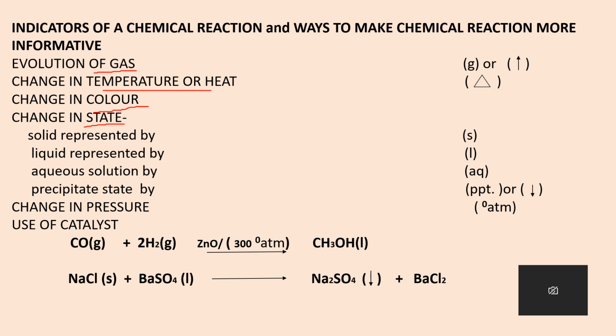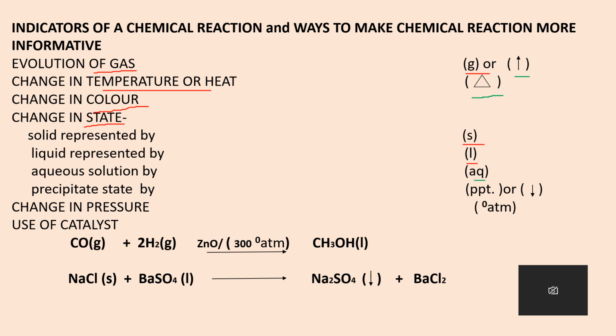Some of the symbols which are used for these indicators we have already studied in our previous classes. For example, we know that symbol G is used for gas, symbol S is used for solid, symbol L is used for liquids. Let us know some more. An upward arrow is used for gas. A triangle in brackets is used for temperature or heat.